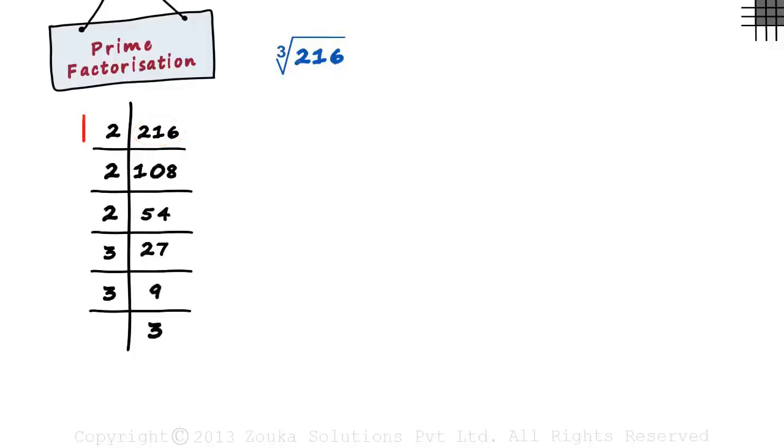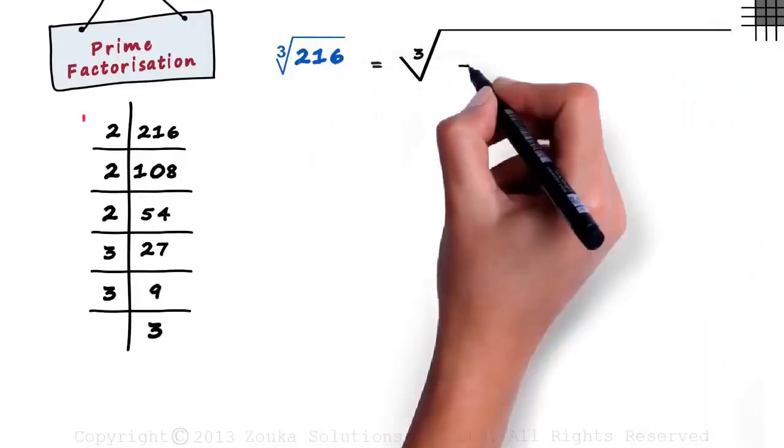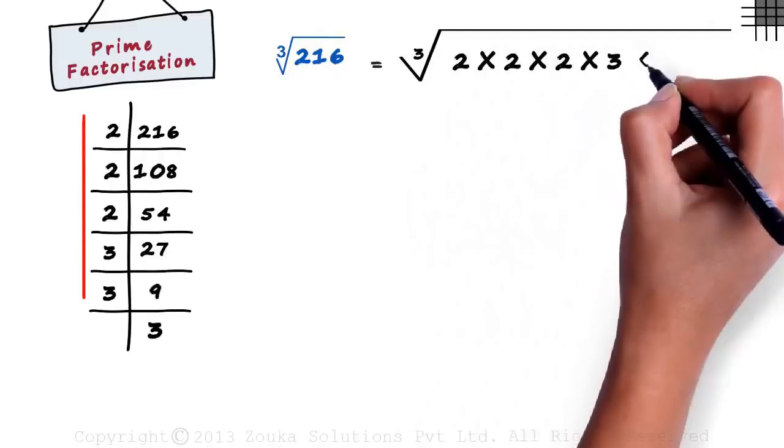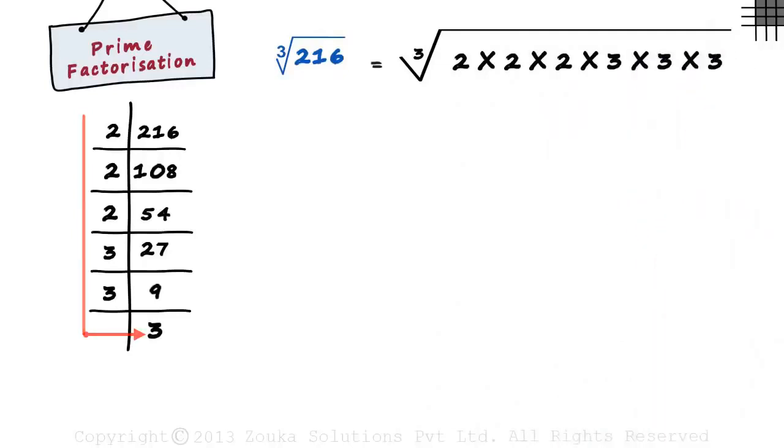216 will equal the product of all these numbers. We can write cube root of 216 as cube root of 2 multiplied by 2 multiplied by 2 multiplied by 3 multiplied by 3 multiplied by 3. Remember, do not forget to include the prime number which is left at the bottom. So what do we do now?